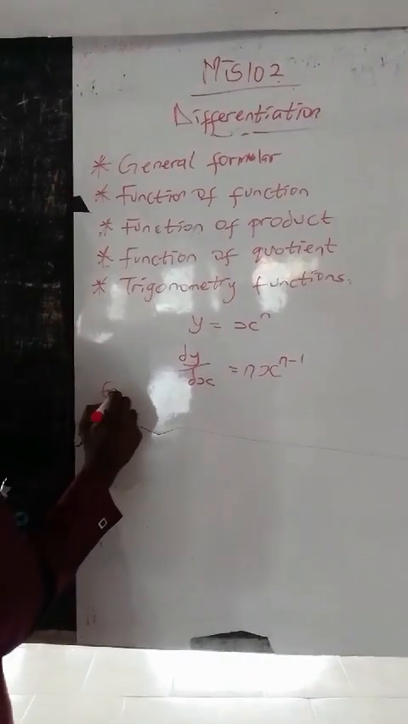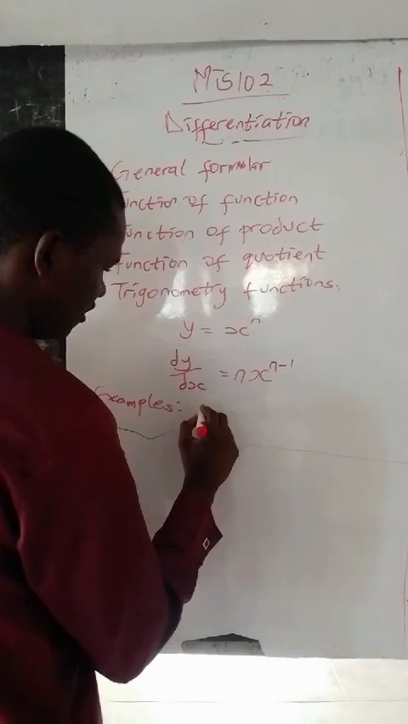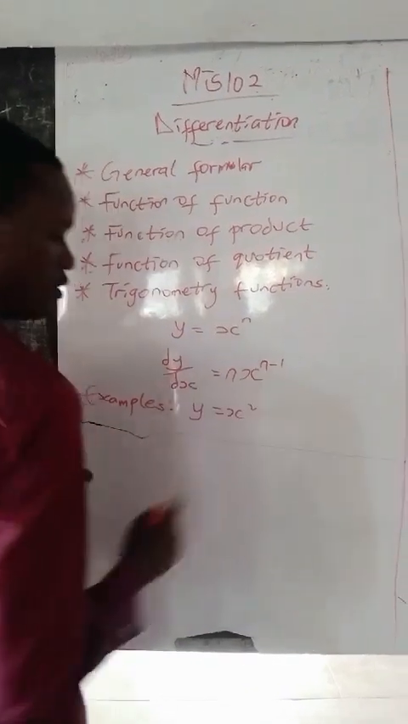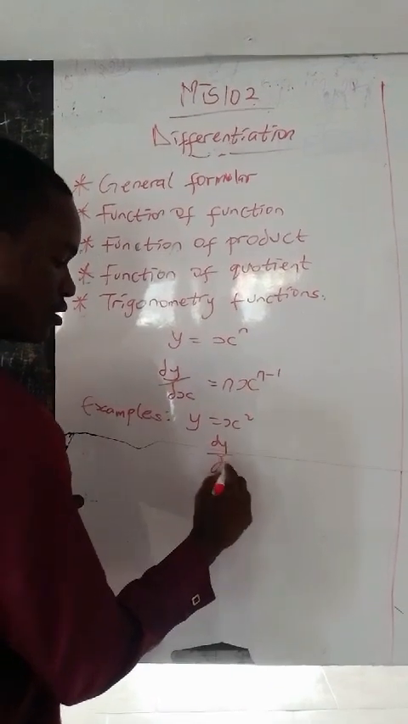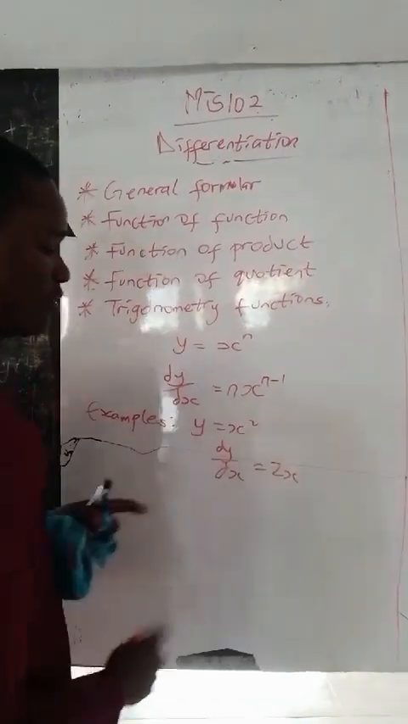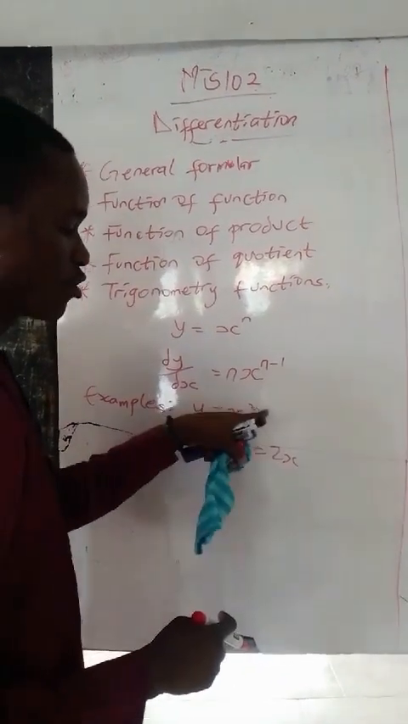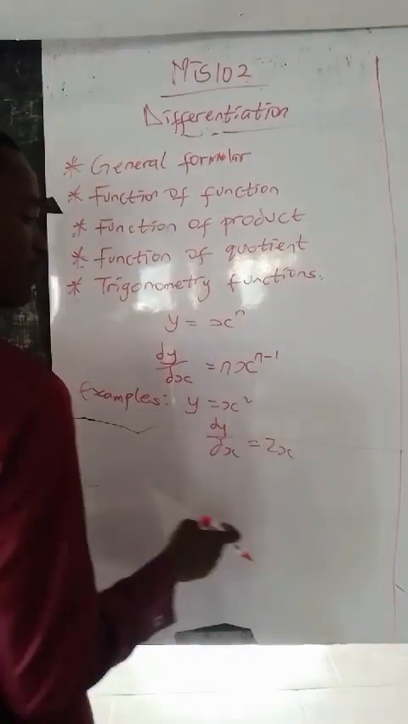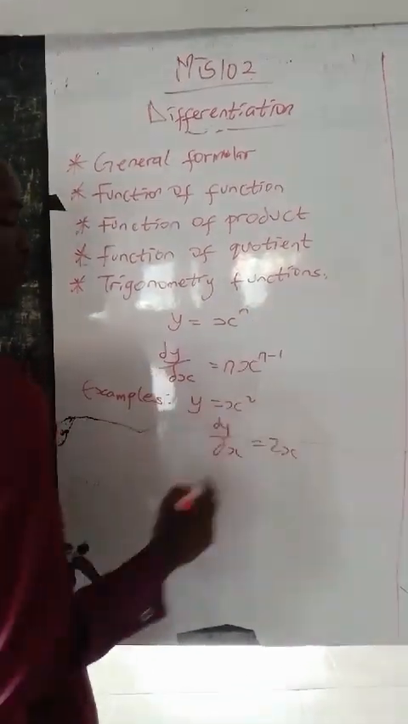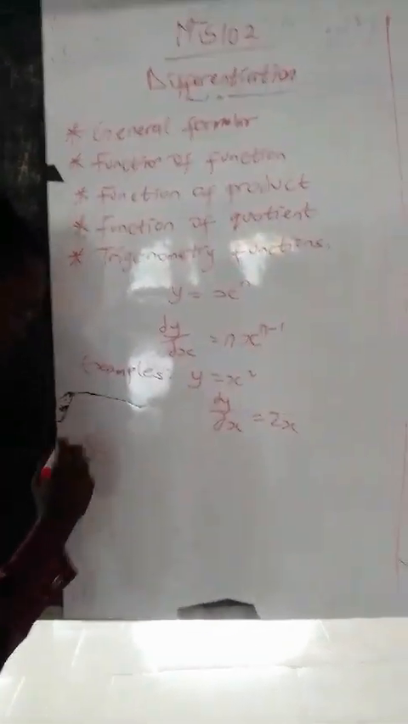Let's treat some examples. Example 1 is, if y equals x squared, what is dy dx? Definitely you know it is 2x. That is 2 times the coefficient of x, which is 1. Then you subtract 1 from the power. That's 2x raised to power 2 minus 1, which is 1. Then 2x raised to power 1 is what? 2x. That is that.